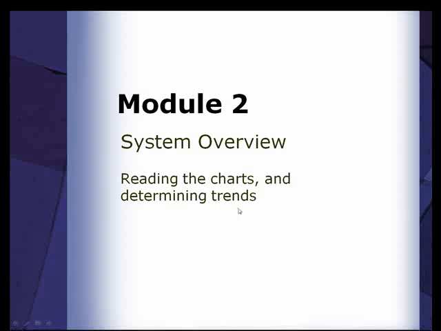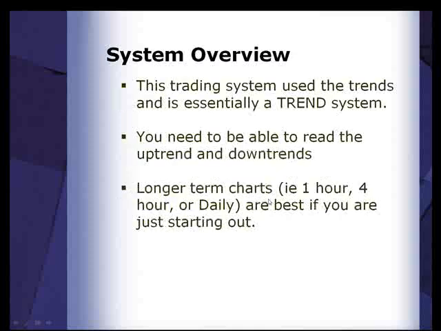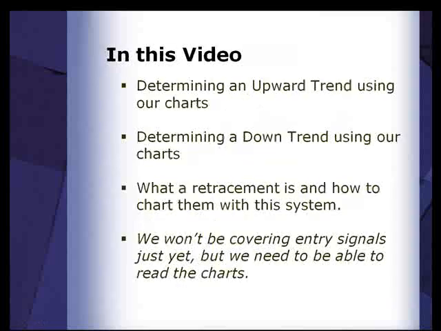In this video I want to talk a little bit about the charts we set up in the last video and just give you an overview of what we're doing here. One thing we need to be able to do well is to determine what the trends are. The system we are using is a trading system that works with the trends. So you need to be able to read the uptrends and downtrends using the charts that we've set up. And whenever you're trading with the trend system, you're better to stick with the longer term charts. The 1 hour and 4 hour charts will give you better signals than anything shorter term than that.